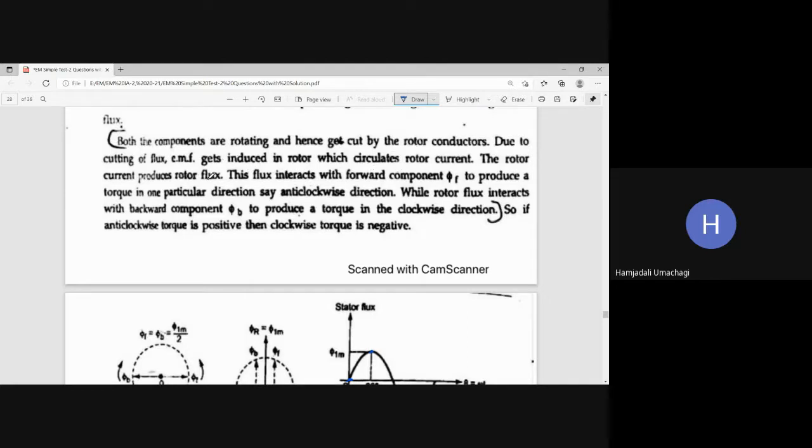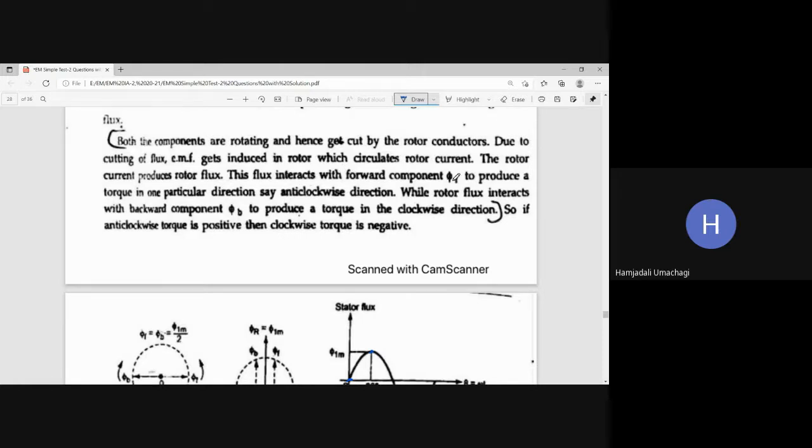Now there will be two fluxes, one because of the stator, and the other because of the rotor. Now this flux interacts with the forward component pi f. So now rotor flux is also available. The stator flux, which is divided into two components, the forward and backward components, and the rotor flux will interact with part of the stator flux, that is, the forward component flux.